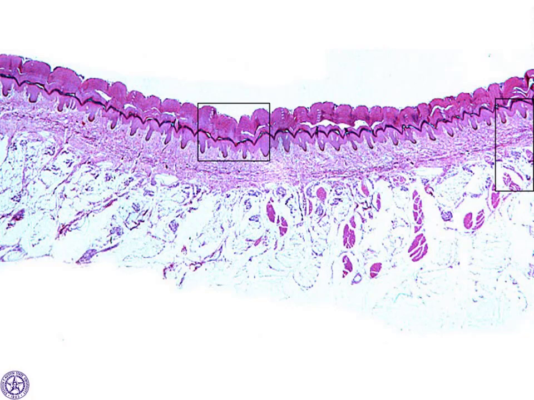What is this layer? That's going to be the dermis, and what is all this fatty stuff down here? That's the hypodermis. Epidermis and the hypodermis.